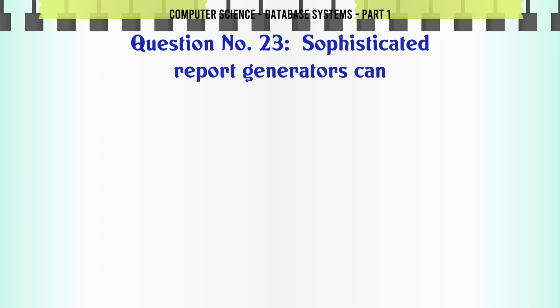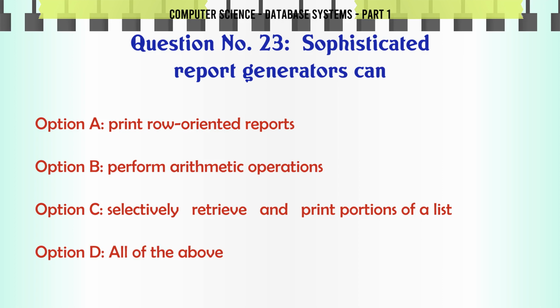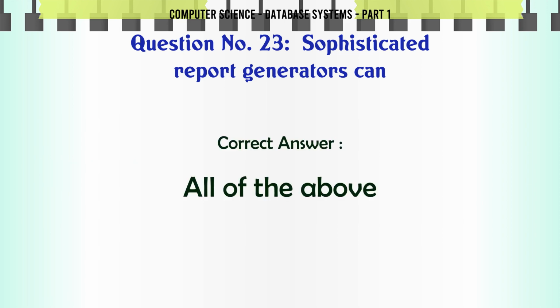Sophisticated report generators can A. Print row-oriented reports. B. Perform arithmetic operations. C. Selectively retrieve and print portions of a list. D. All of the above. The correct answer is all of the above.